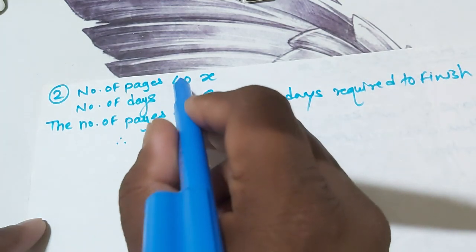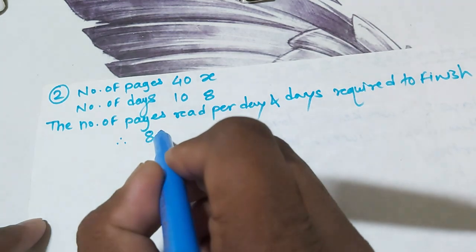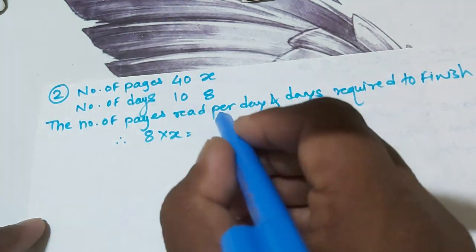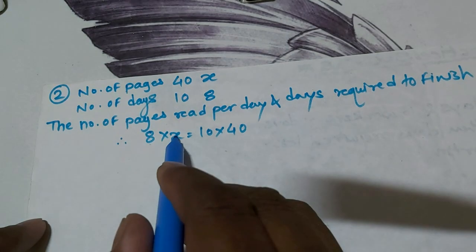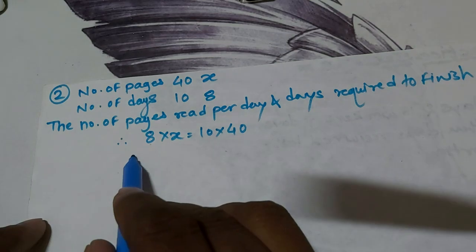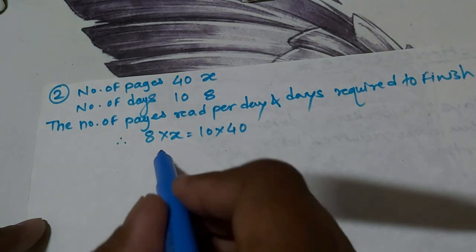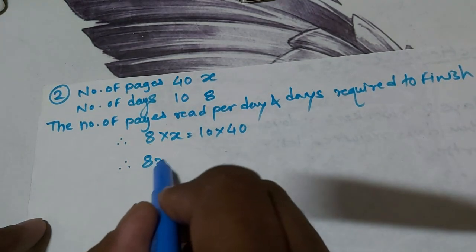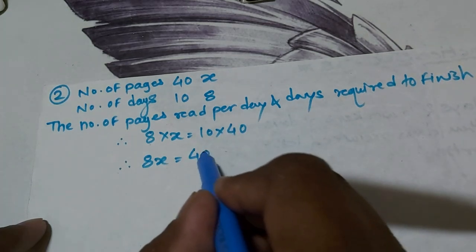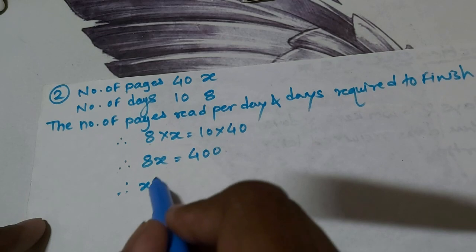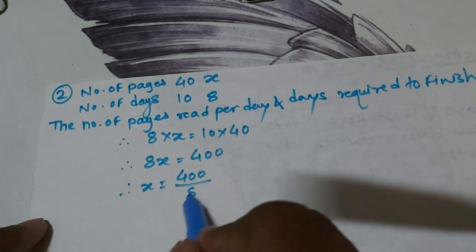So here 40, 10, x, 8, or 8x and 10, 40. So 8 multiplied by x is equal to 10 multiplied by 40, or you can write 40 multiplied by 10 here, or 10 multiplied by 40 here, and 8 multiplied by x this side also, no problem. Therefore 8 multiplied by x means 8x, 40 into 10, 40 multiplied by 10 means 400. Therefore x is equal to, transpose this to this side, so divide by 400 and we'll get the answer.